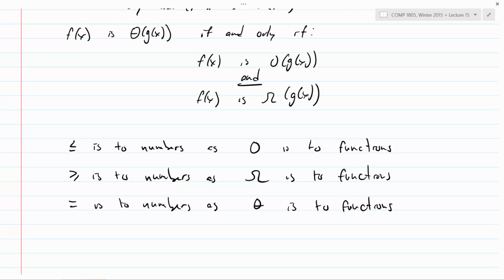So any questions about big theta? I'm not going to do a ton of examples of theta because that's really just a bunch of examples of O and omega, and I've already done that for you. This is okay?